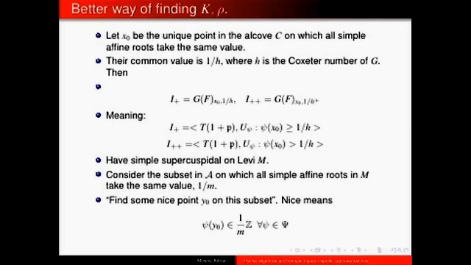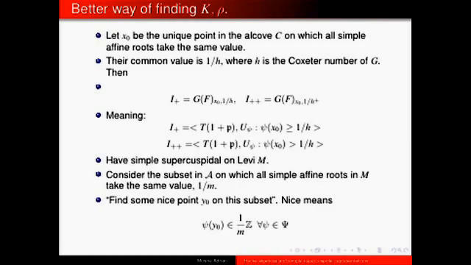In order to start talking about this, I want to give an equivalent definition of these I plus and I double plus groups. As Professor Gross was talking about yesterday, let x naught be the unique point in the alcove on which all simple affine roots agree. This is the barycenter of the fundamental alcove. They have common value 1 over h, where h is the Coxeter number of G. And what are I plus and I double plus? I plus is just this Moy-Prasad subgroup at x naught, comma 1 over h. And as I said earlier, I double plus is the plus part of this pro-unipotent radical, so it's at 1 over h plus.